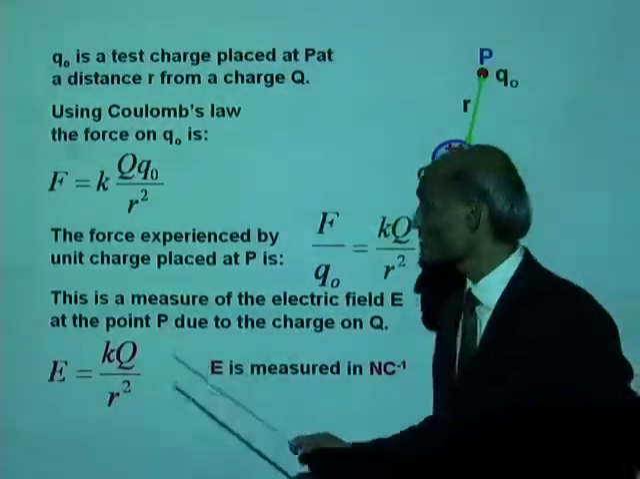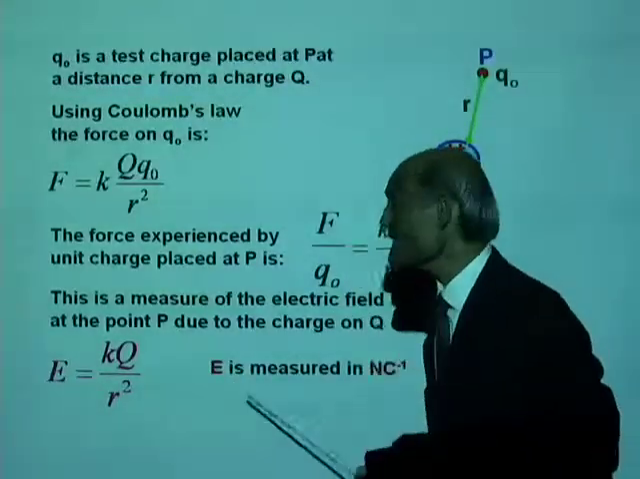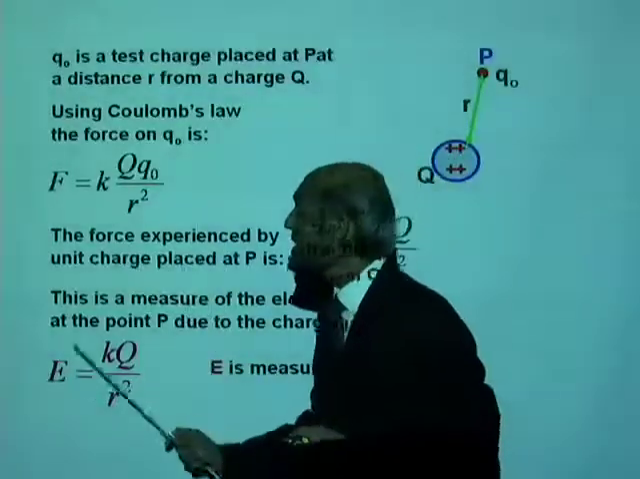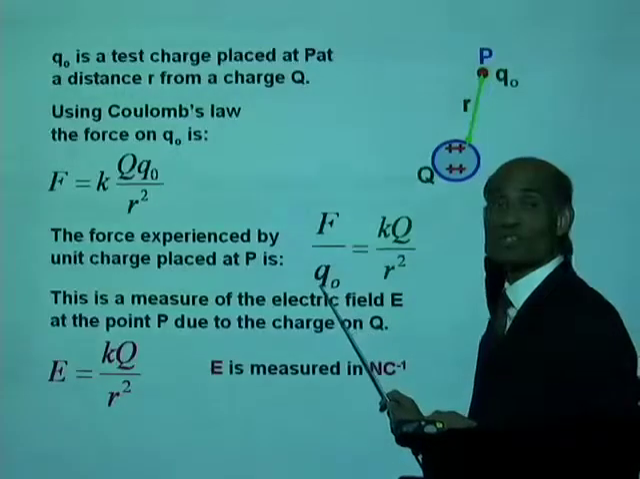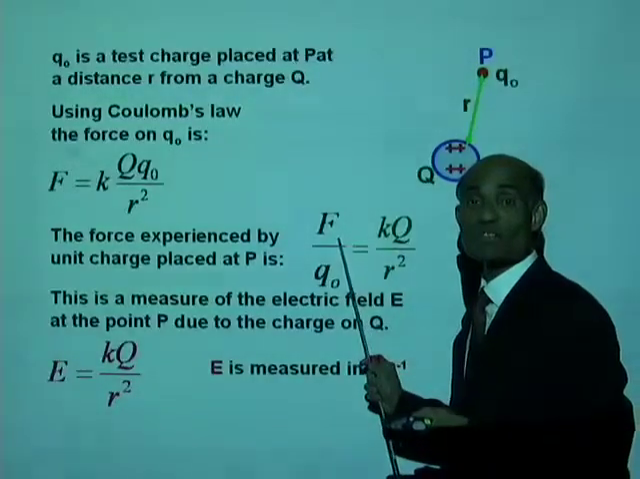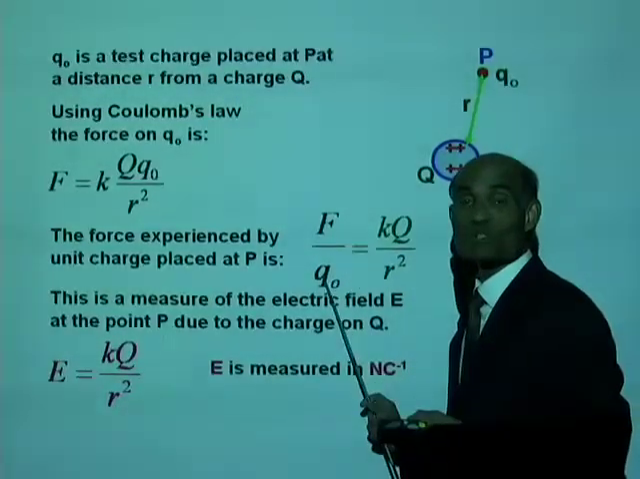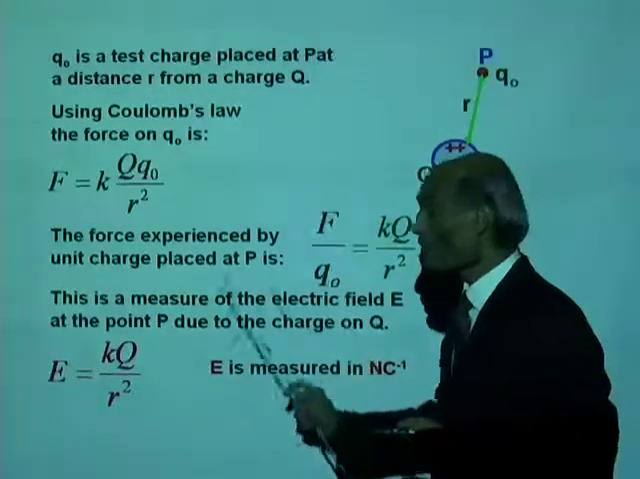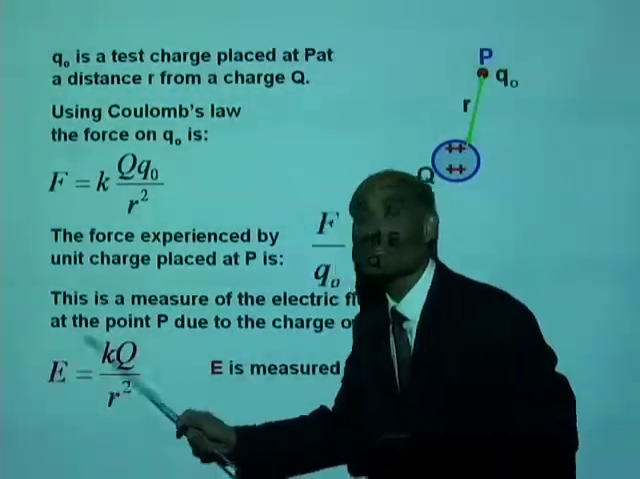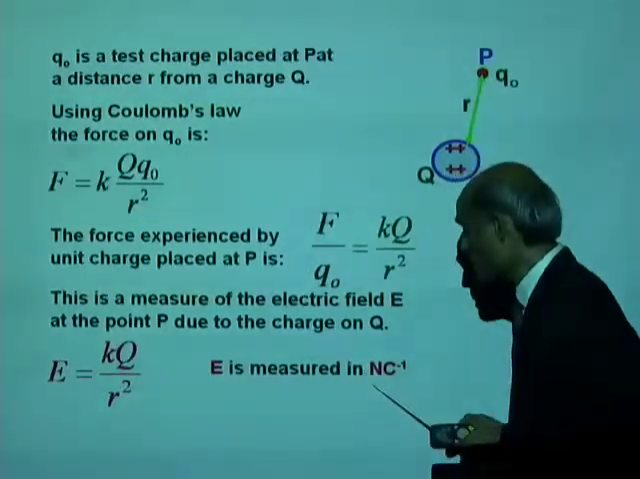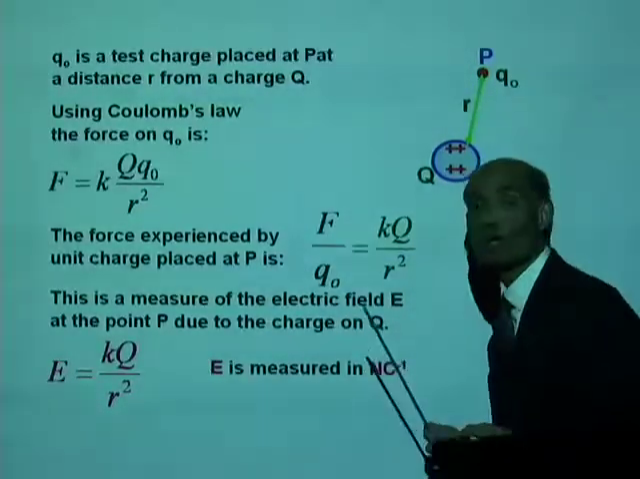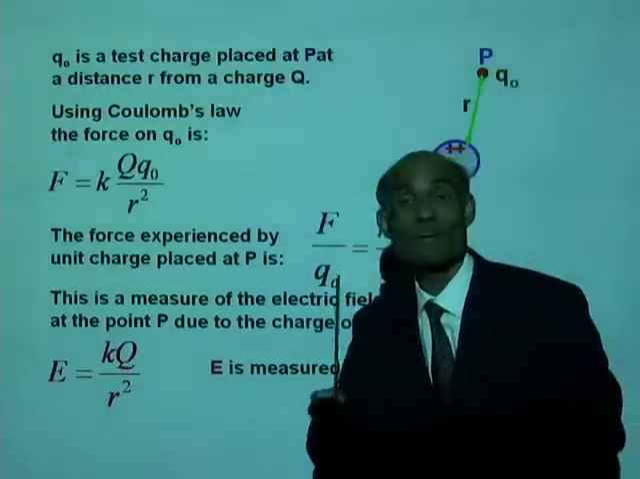Alright, so what's the unit for measuring E? Remember, E is measured as the force per unit charge. Force is measured in Newton, charge is measured in Coulomb. Therefore, electric field intensity, which is the force per unit charge, is measured in Newton per Coulomb.